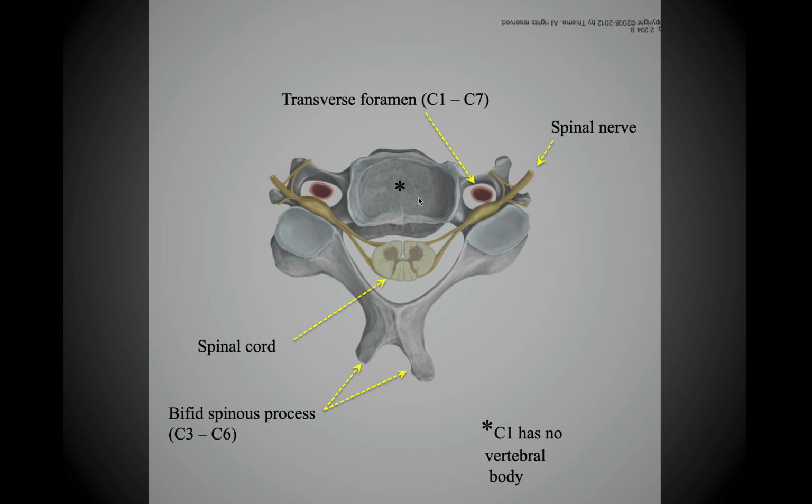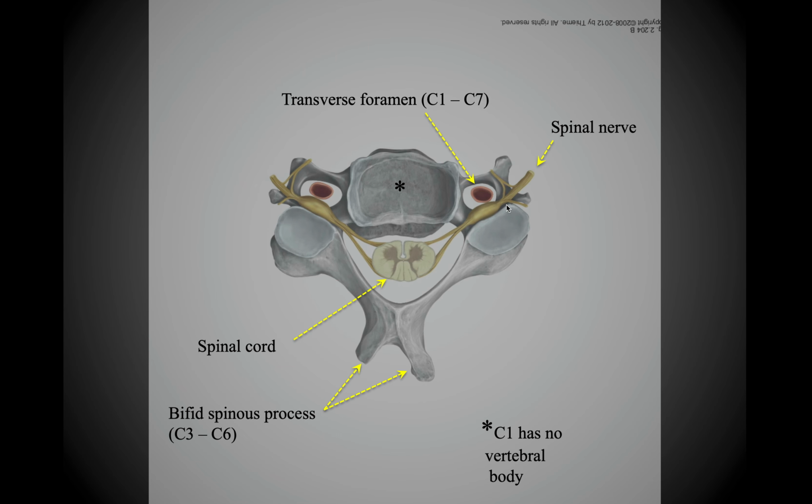So you can see obviously the transverse foramina with the vertebral artery. You can see the vertebral body, the spinal cord, which you will not see on CT. You'll only be able to appreciate that on MR. And then here you can see the bifid spinous process as well, along with the spinal nerve forming, which again is going to be appreciated on MRI, not so much on CT.